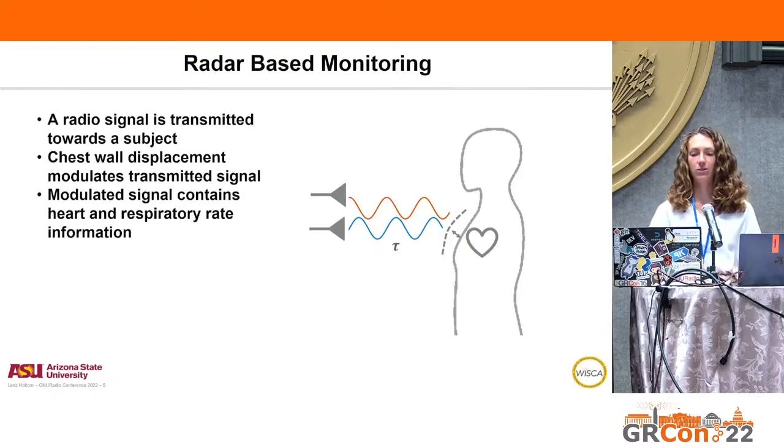So for kind of obvious reasons, there's definite motivation to be able to monitor heart and respiratory rate without contact in a continuous fashion. For that reason, for many years now, people have been looking into using radar to monitor your vital signs. The idea behind this is that you can transmit a radio signal towards a subject, and their chest wall moves in a way that modulates the transmitted signal, and that modulated signal at the receiver contains the information of your heart and respiratory rate. I'll go into that a little bit more on the next slide.